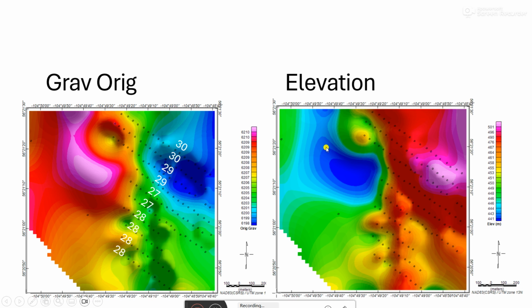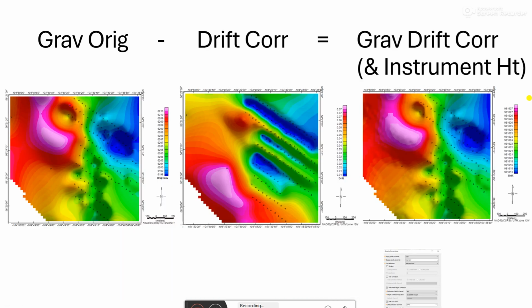And the big thing to note is there's actually no readings here in this blue region. Your background readings here are your greens. So, I know that is pretty huge. That's a 50-meter elevation change. And so what we did originally was we calculated a drift correction.